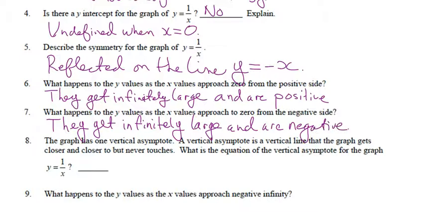The graph has one vertical asymptote. A vertical asymptote is a vertical line the graph gets closer and closer to but never touches. What is the equation of the vertical asymptote? x equals 0. So you can get as close to x equals 0 as you want, but you can't make x 0.